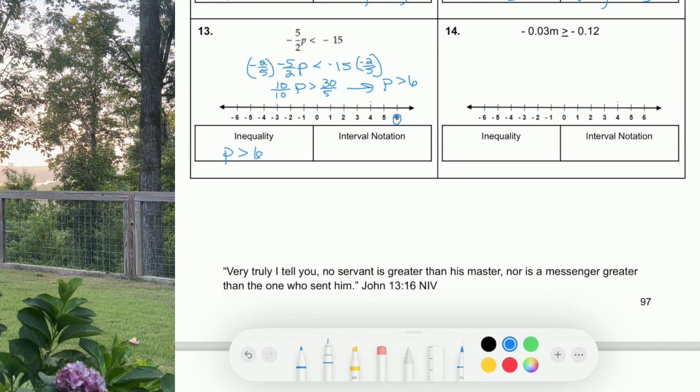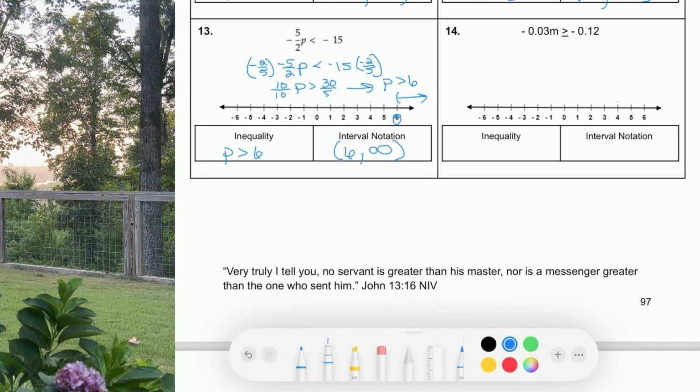This is our frame of reference. And it said P is greater than that, not equal to, but greater. So we're going to have a parentheses and then the arrow going towards the right. Our interval notation is going to be parentheses 6, comma, positive infinity, parentheses.